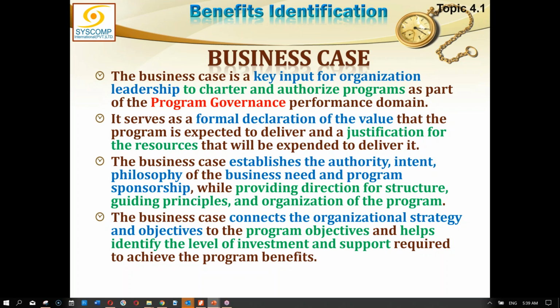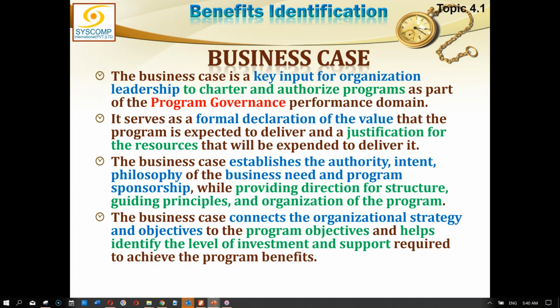Business case connects the organizational strategy, that is the major benefit. The major linkage we have to establish is with the organizational strategy and objectives and the program objectives. They must be properly linked. If they are not linked, then the justification does not exist, and it helps identify the level of investment and support required to achieve the program benefit.